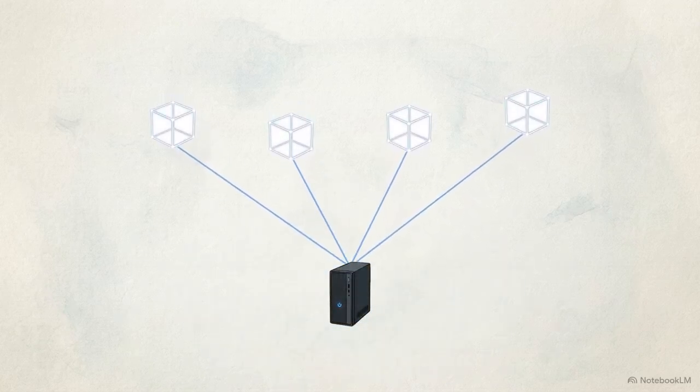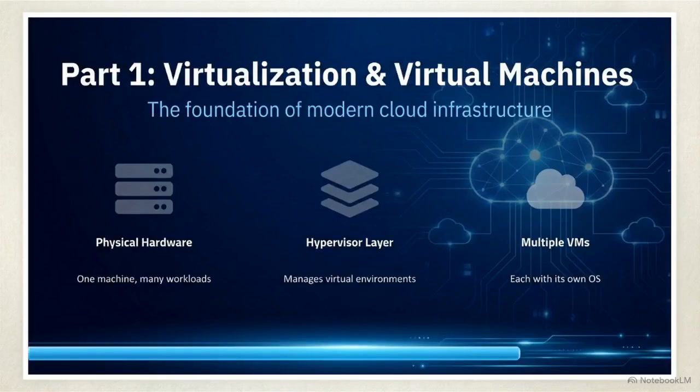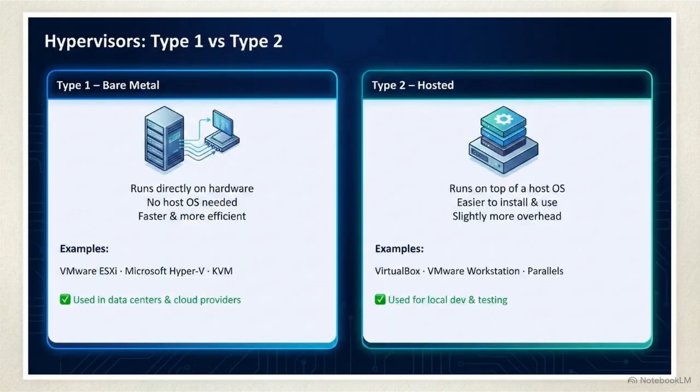To solve the massive waste of physical server capacity, the industry introduced hardware-level virtualization, commonly known as virtual machines. As illustrated in this architecture diagram, engineers inserted a hypervisor layer directly above the physical hardware. A hypervisor is a specialized software layer that divides a single physical machine's CPU, RAM, and storage into multiple, completely isolated virtual environments.